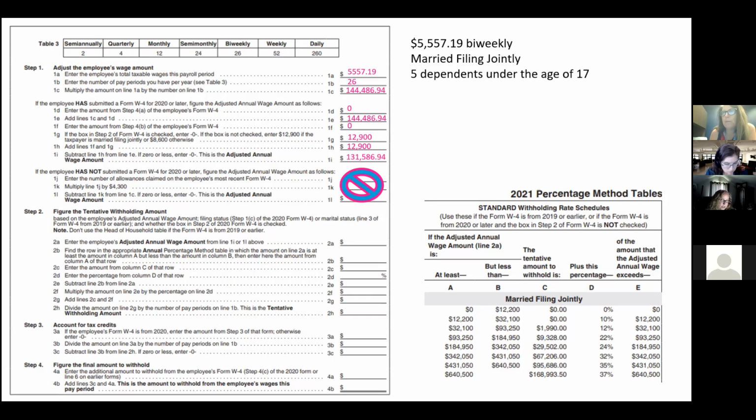Step 2 of the worksheet, we're going to figure out the tentative withholding amount before we make any adjustments. So we're going to enter that same amount, $131,586.94. We're going to find the row in the percentage method table that corresponds with that number. Sorry, I'm terrible at putting the box on this. So that falls into the 4th line down.